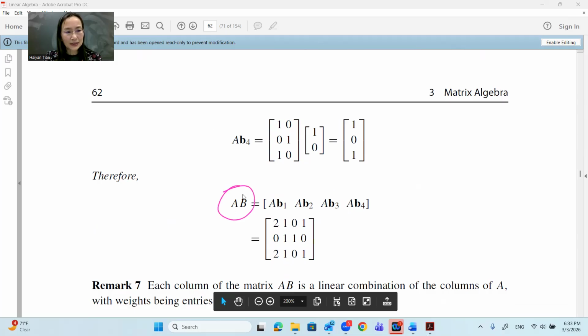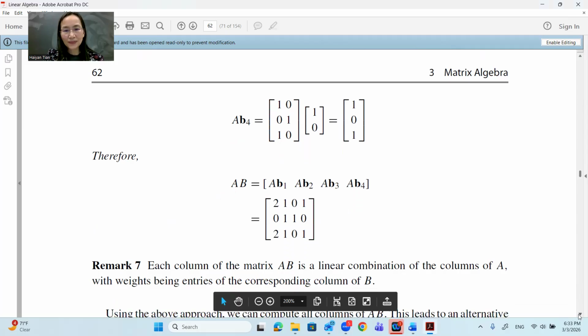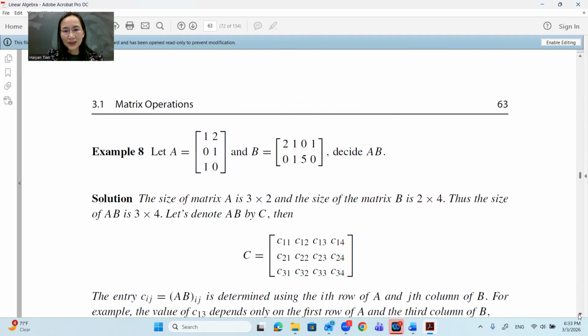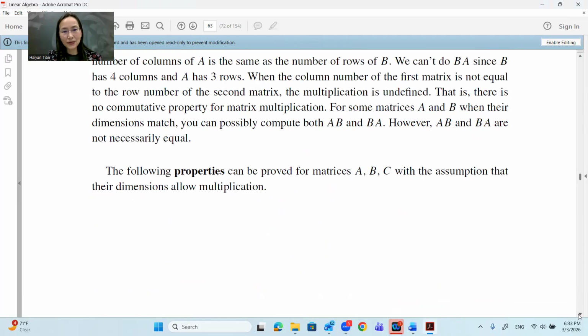So the product takes more work, but once we define it clearly, you know how to do it.